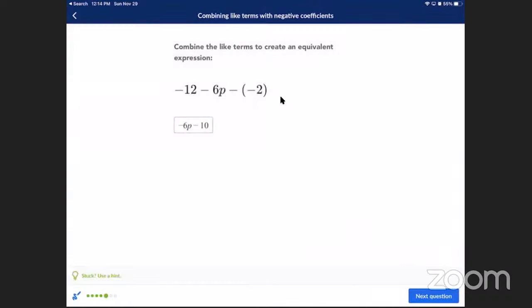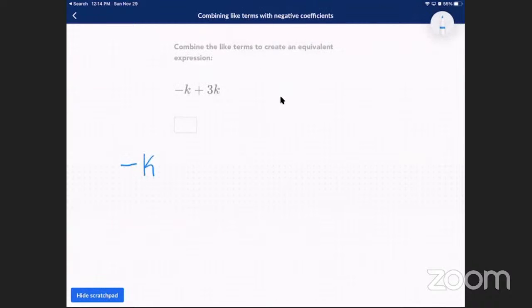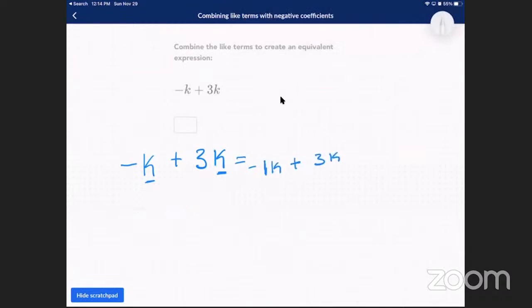Nice one. All right. Combine like terms to create an equivalent expression. We have this expression here. We have k plus 3k. So we have the k's here, right? Remember that. We also know that we have this 1k here, right? And we have this plus 3k. So this is pretty much the same thing. We can actually make this expression make more sense to us. So that's negative 1k plus 3k. So that's kind of where I'm looking.